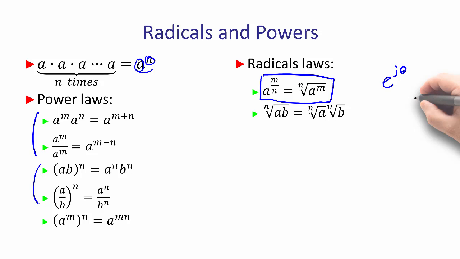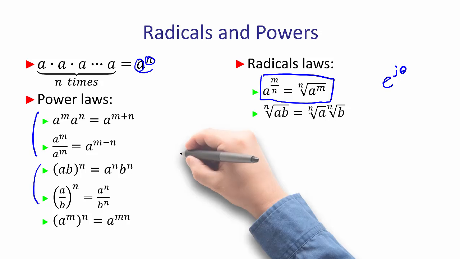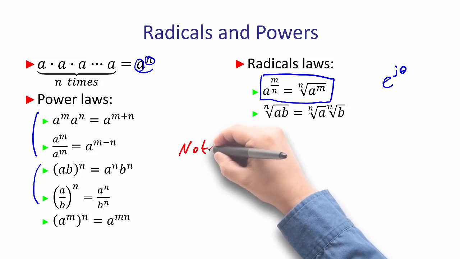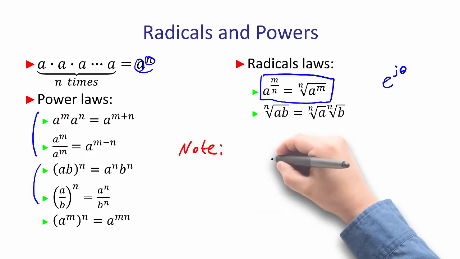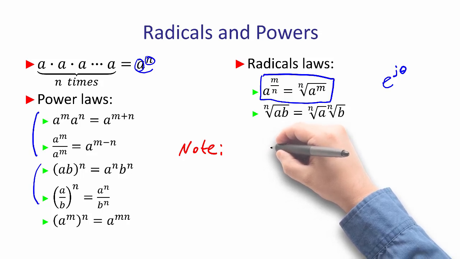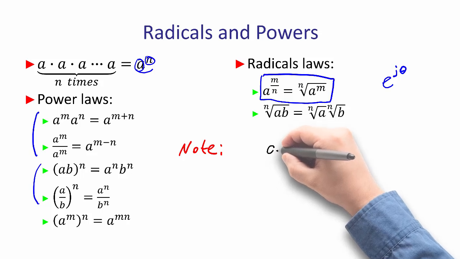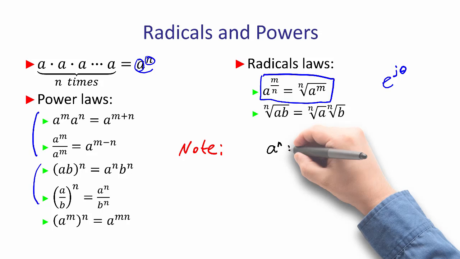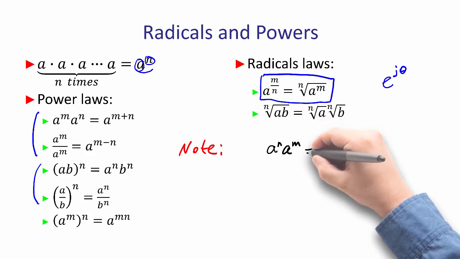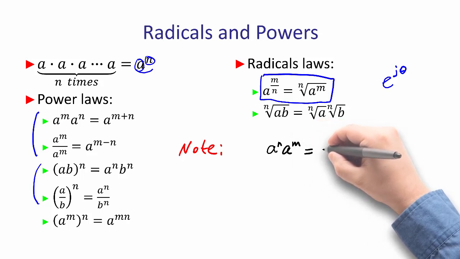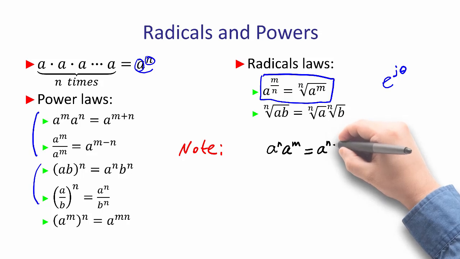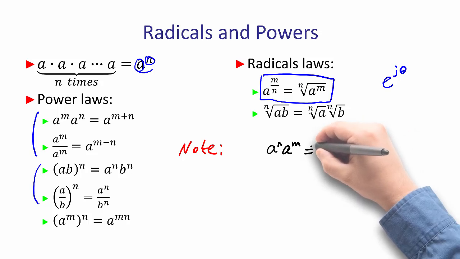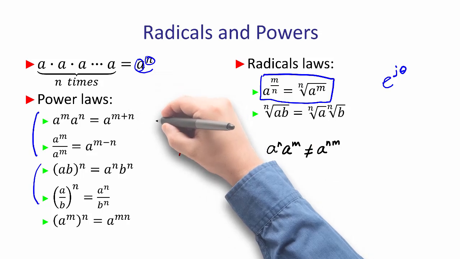Also, you need to note a few important things. You want to avoid the following common mistakes that students make. The first one is taking a to the power of n, a to the power of m, and writing that as a to the power of nm, which is of course incorrect. You need to use that rule instead.